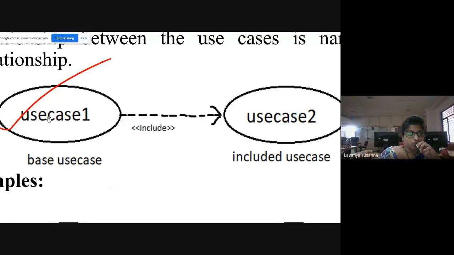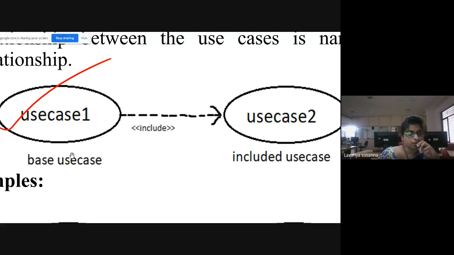See here, use case 1 is called the base use case, and use case 2 is called the included use case, because this base use case is using the functionality of the included use case. Without use case 2, use case 1 cannot be executed, because if this base use case wants to be executed completely, it will call use case 2. Without use case 2, this base use case is incomplete.